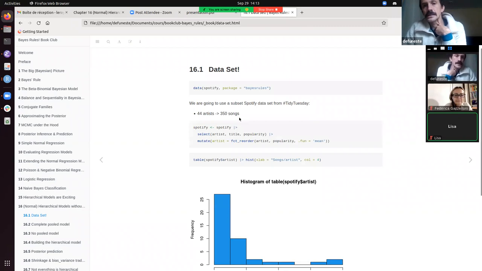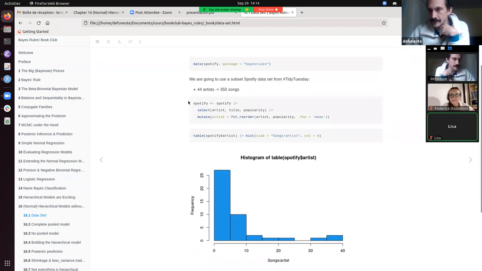Okay, the data set. The data set was provided in Tidy Tuesday. I didn't check, Federica, if you have done this Tidy Tuesday. I didn't have time, sorry. It was about data from Spotify, and it's a subset of it, limited to 350 songs. So this covers popularity ranging from 0 to 100 for 350 songs, and this covered 44 artists. So you have 44 artists with 350 songs.